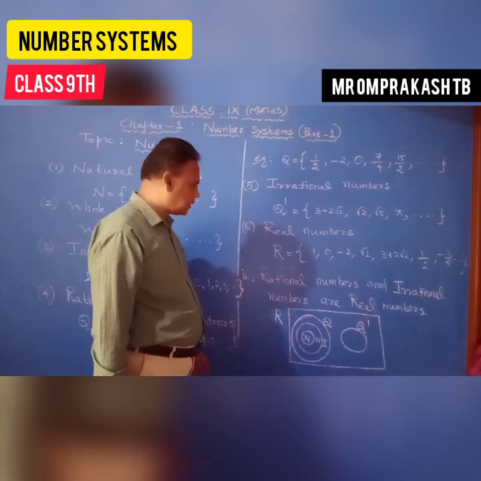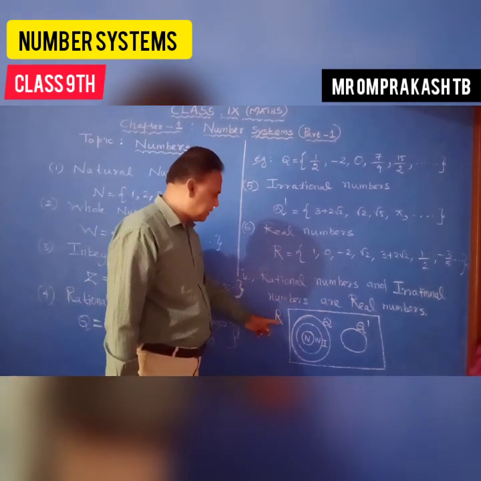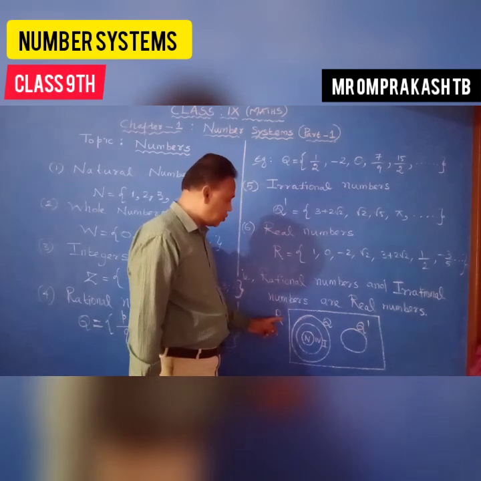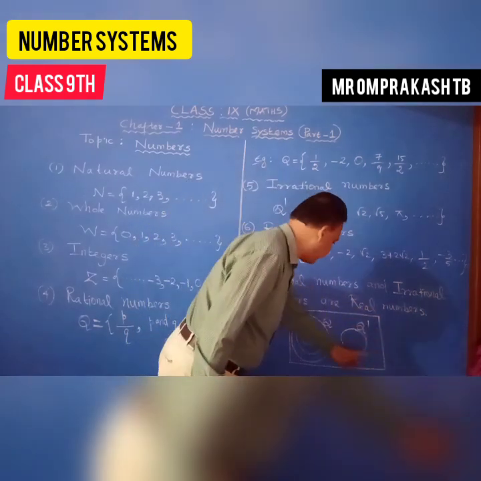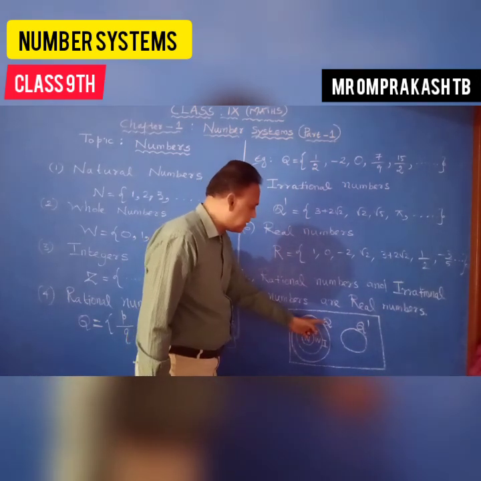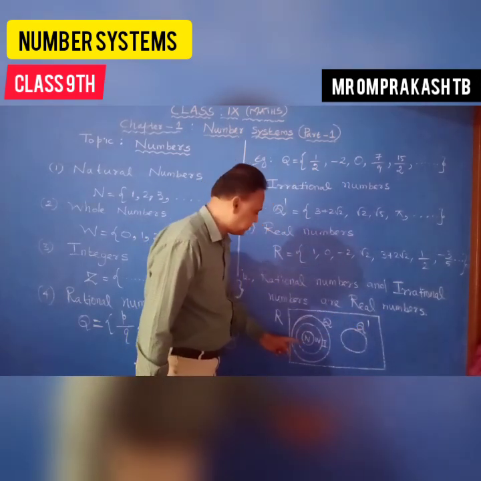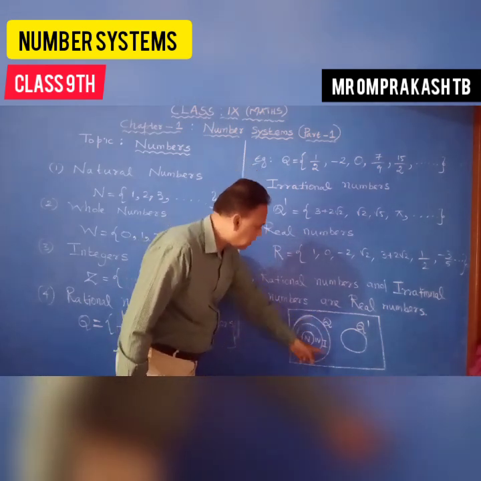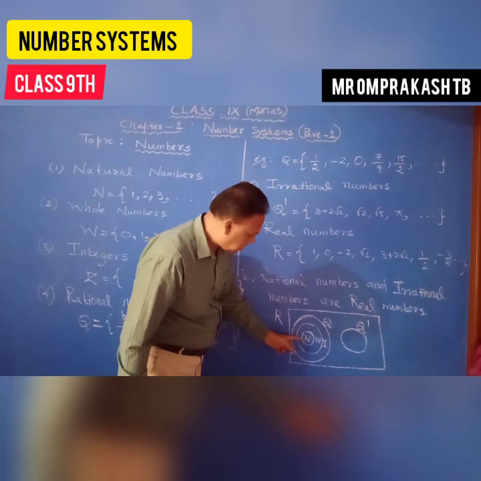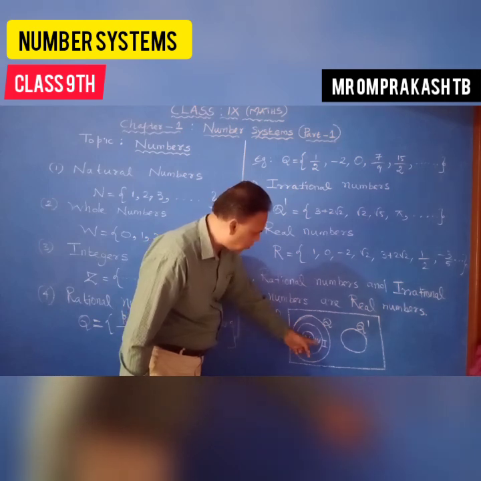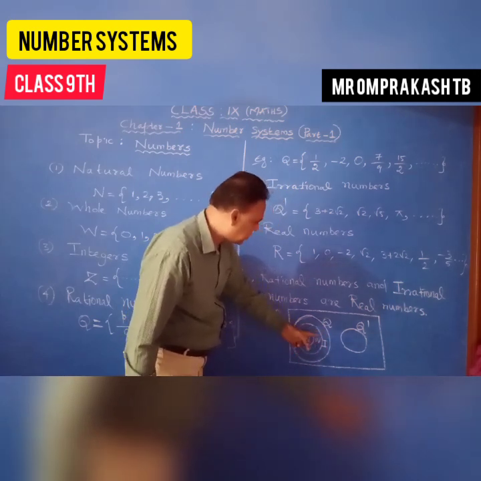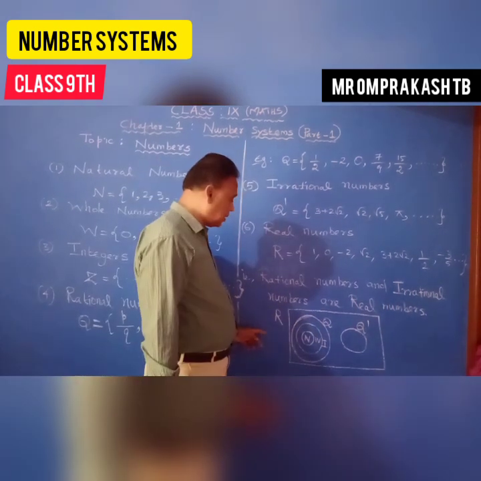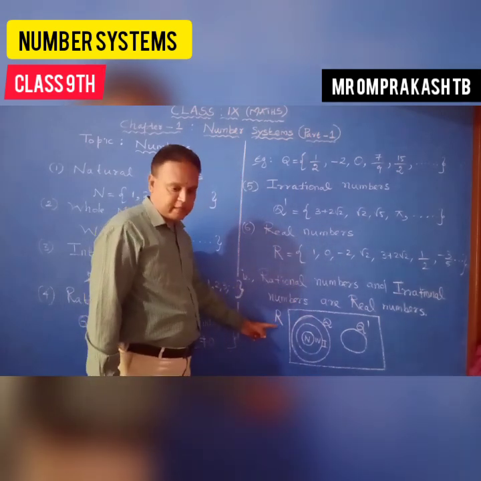You see this diagram. Real number is the superset. So all numbers are contained in the real numbers. Rational numbers, irrational numbers. Okay. So rational numbers, natural numbers, whole numbers, integers. Real number is the superset.